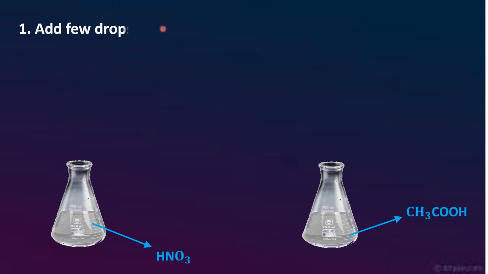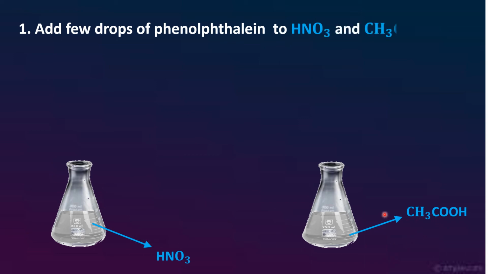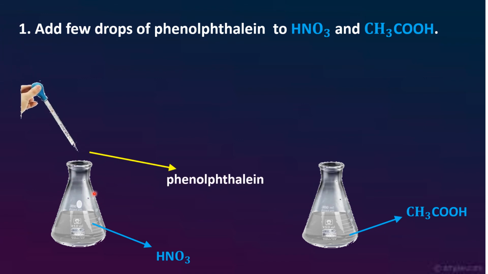So add few drops of phenolphthalein indicator to both the conical flasks, that is to the nitric acid solution and then acetic acid solution. Okay, right? So phenolphthalein is colorless, whereas methyl orange has orange color. So we are adding phenolphthalein indicator to the dilute nitric acid solution. Do you find any change? No. Now we'll add for this also.